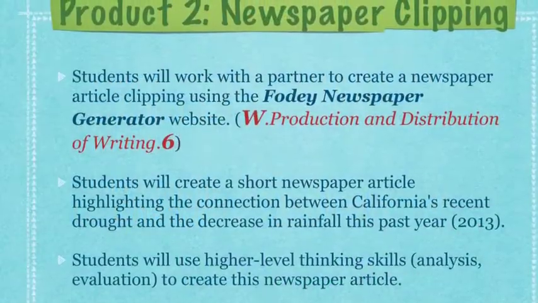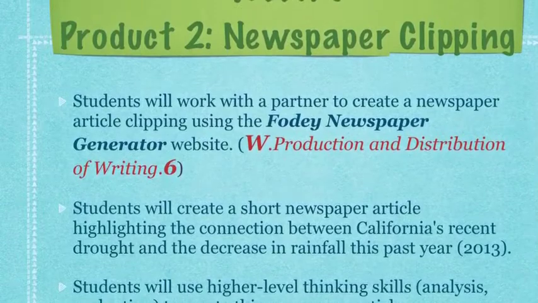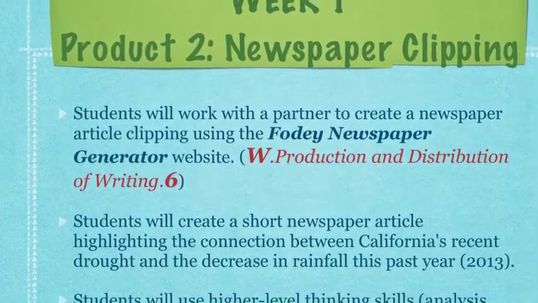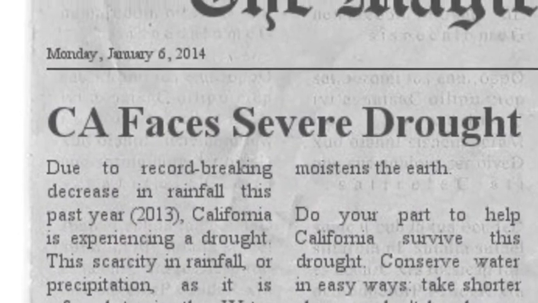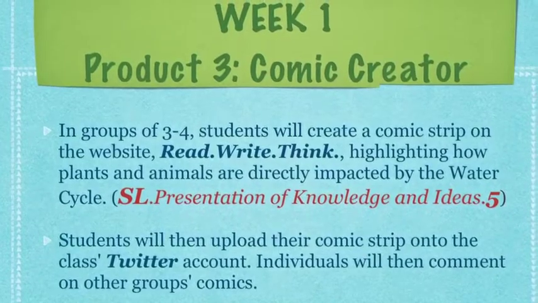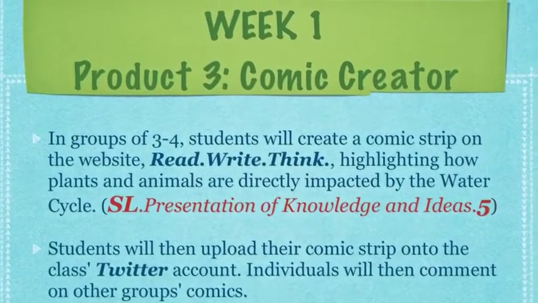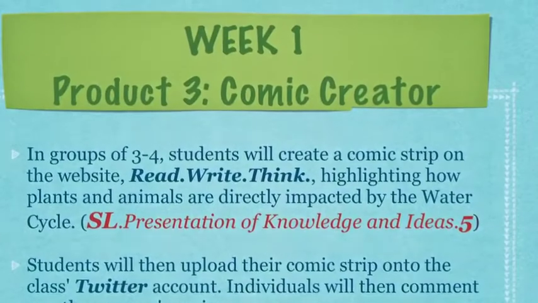Next, students will work with a partner to create a newspaper article. Students will make relevant connections between current events such as California's recent drought and the direct impact precipitation has on such a reality. Students will then continue to work in groups to create a comic strip highlighting how plants and animals are directly impacted by the water cycle. They will then post their comic strip onto Twitter where their classmates can leave comments.